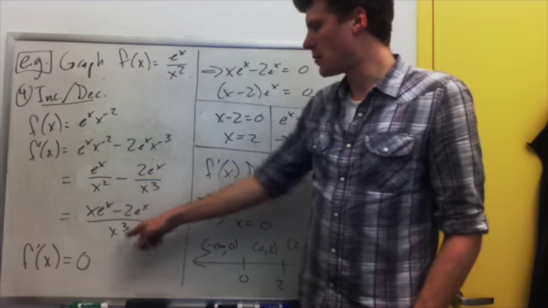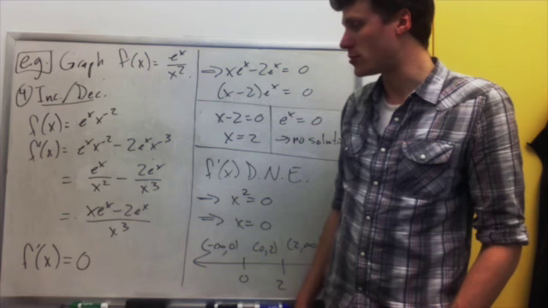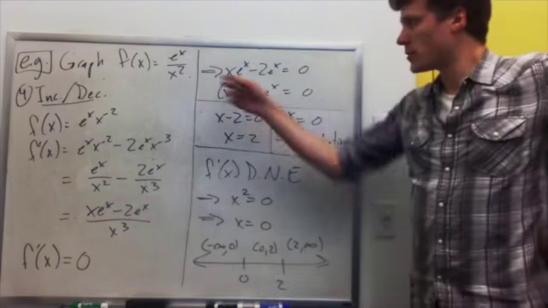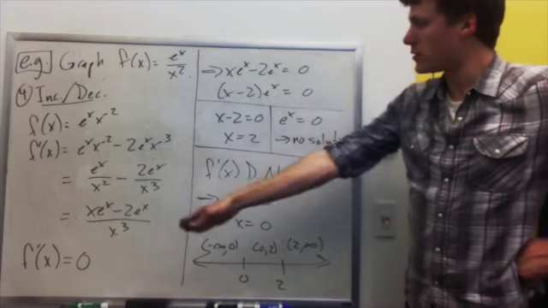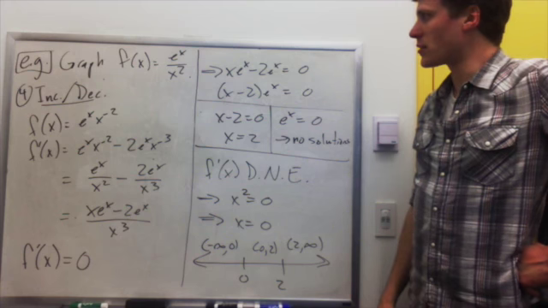Then I get a common denominator of x cubed, so I have x e to the x minus 2 e to the x over x cubed. First, I say, when is the derivative 0? Well, to find my critical points, the derivative is 0 when the numerator is 0, which is x e to the x minus 2 e to the x equal to 0.